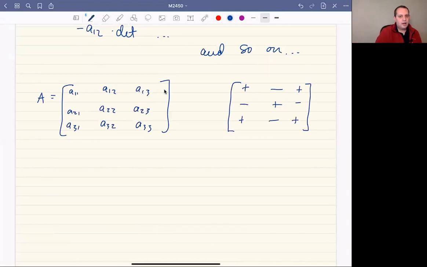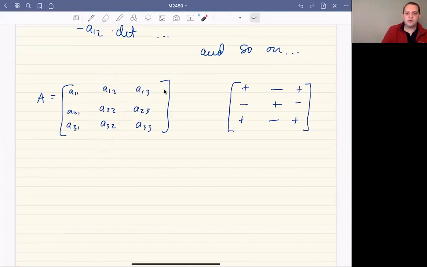So I'm going to associate each position with a positive or negative sign. Again, not worrying about the actual number that is A12 or A22 or A32. I don't care about what the actual value is. I'm just thinking about the position that each value in the matrix is in as being positive or negative.